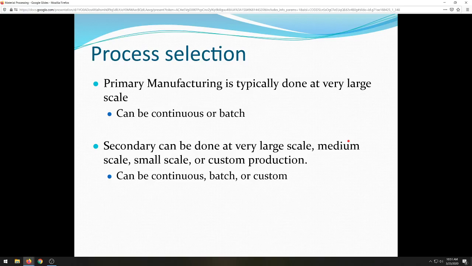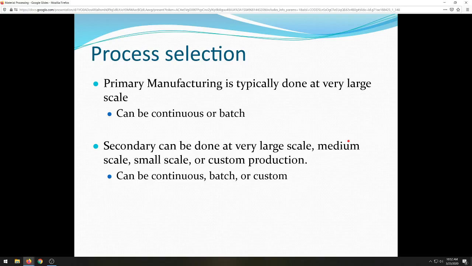Sometimes it's very obvious, but sometimes it's not. Especially when you're doing things in small volumes, like we do in our shop or our lab. It's really important to identify some key factors that will help you select a process. So primary manufacturing is done at very large scale, can be continuous or batch processes. That's not really going to impact your process selection. That's kind of done for you most of the time.